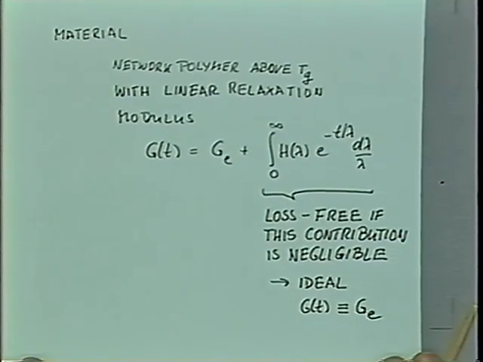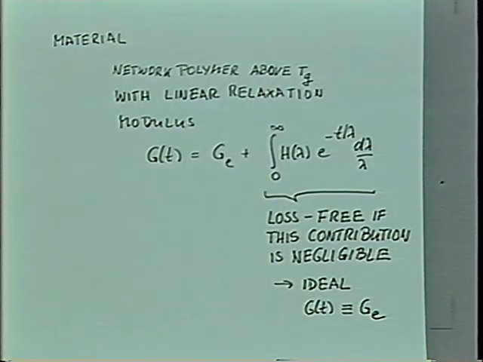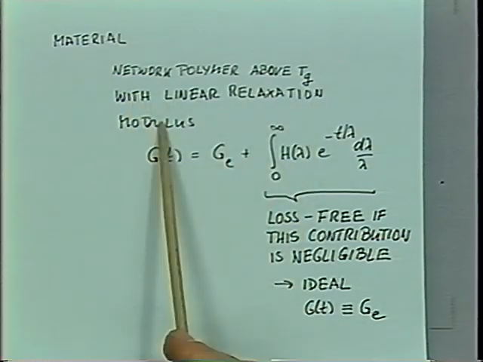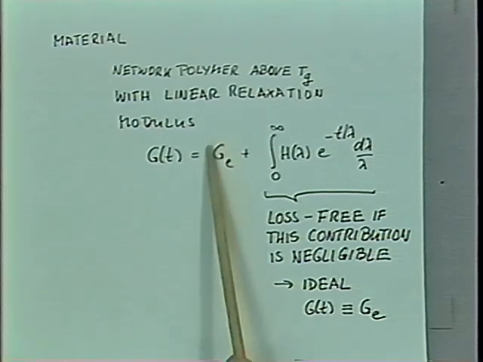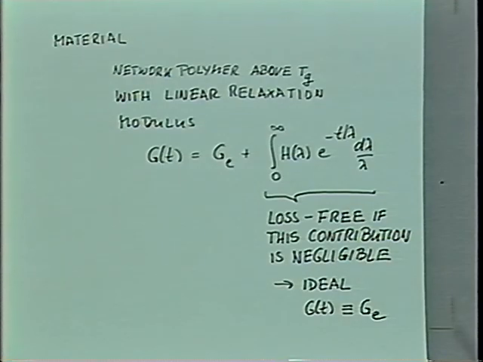Now, which material would be modeled by that? We would look at a network polymer away from Tg, so it would be in the rubbery state. And it would be a material which, at small strain, has a linear relaxation modulus given by an equilibrium contribution and a transient contribution. Now, this transient contribution would be equal to 0 because that would give us a contribution of the path. So the ideal rubber has G of t without any time dependence being just a constant value.